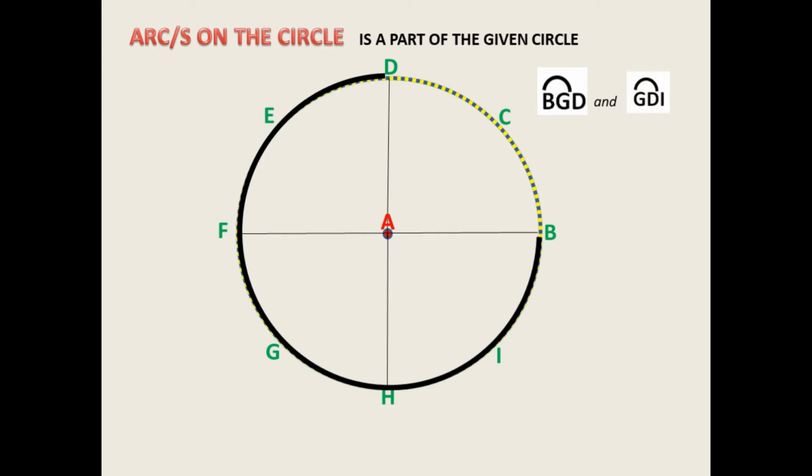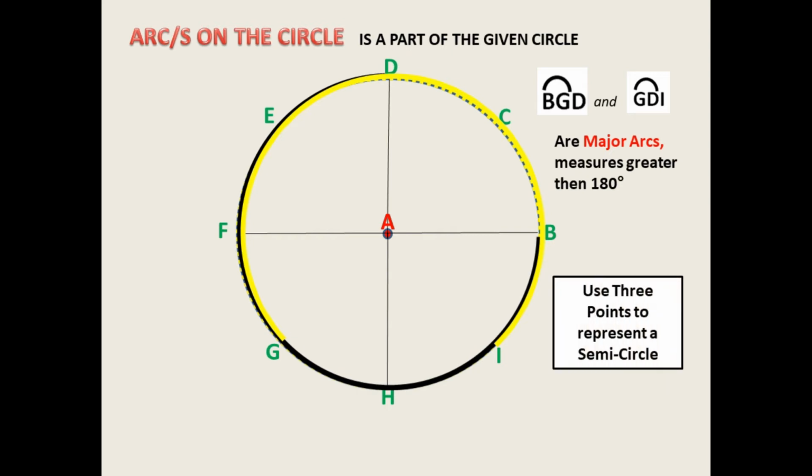And we have arc GDI, an arc from point G to I. So they are major arcs, measures greater than 180 degrees. So we also use three points to represent a semicircle.